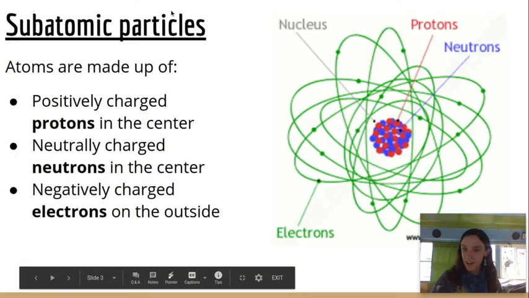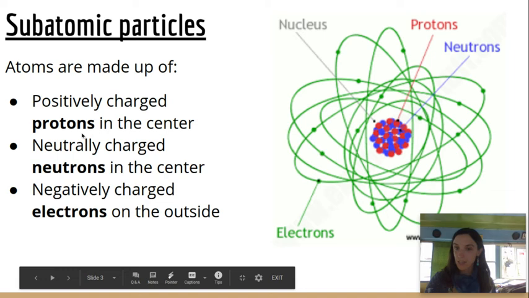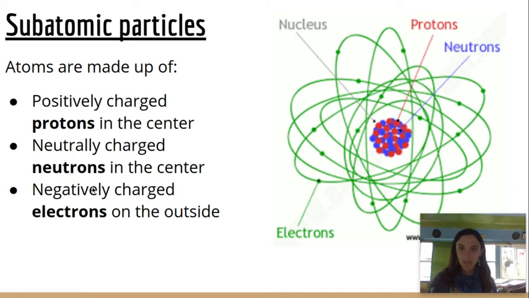So if we zoom in on atoms, atoms are made up of these 3 particles, and this is going to be really important to understand for when we start talking about chemical reactions. So atoms all have protons and neutrons in the center. The center is called the nucleus, just like in the cell. And then we have these electrons that are floating around the outside. Protons are positively charged. Electrons are negatively charged.